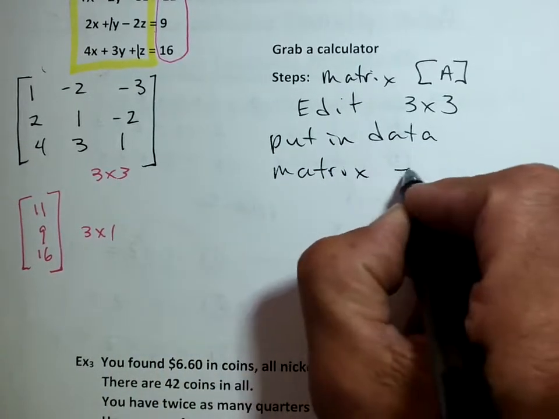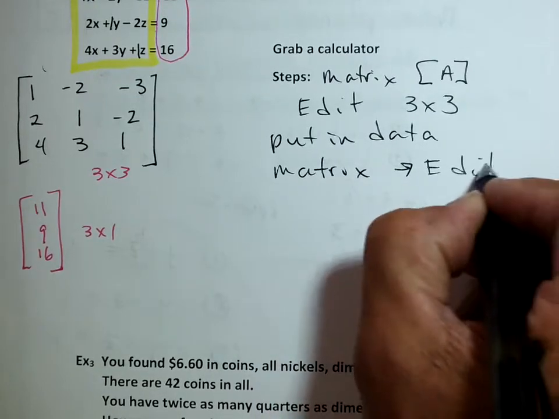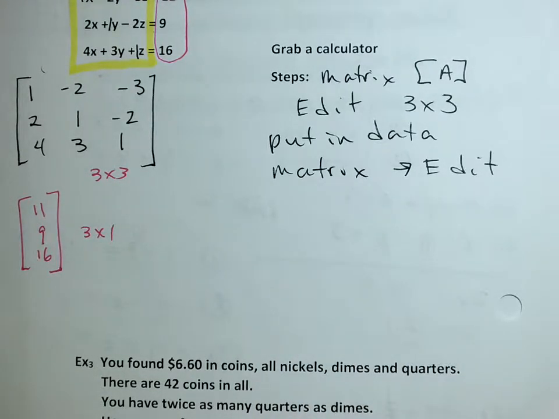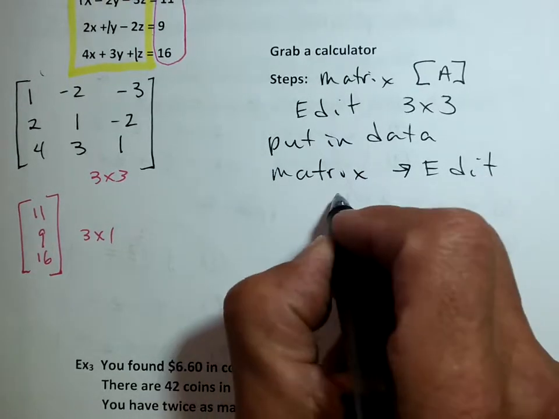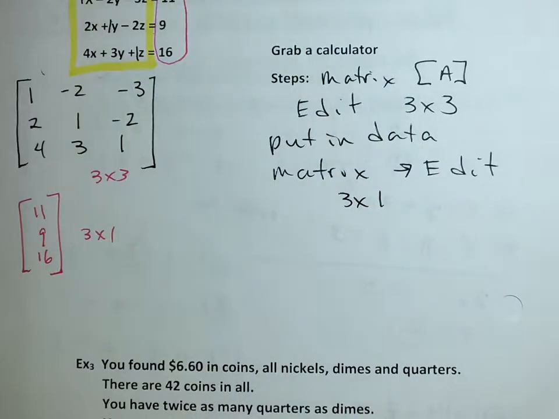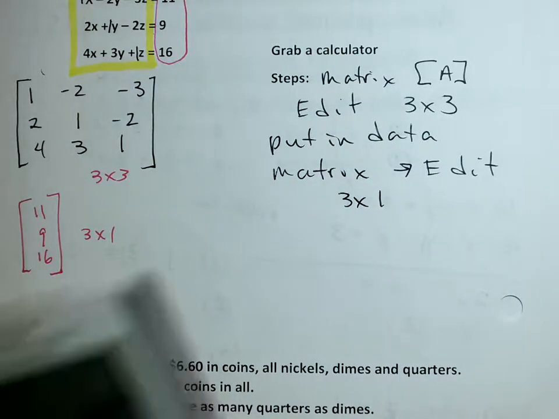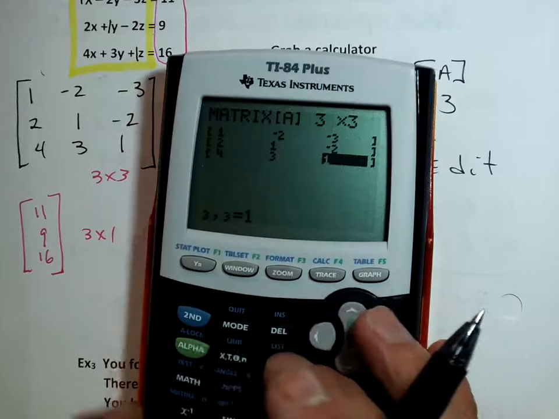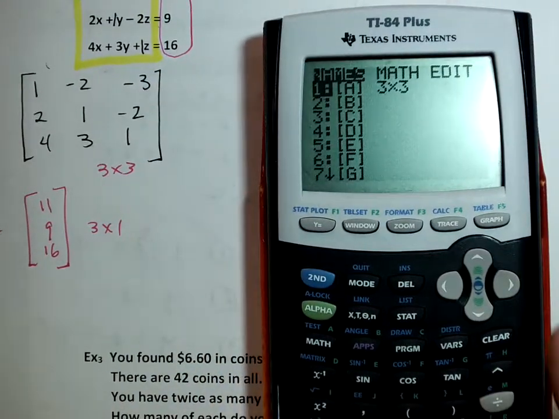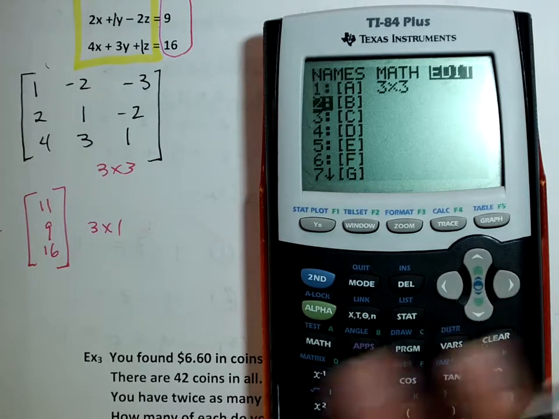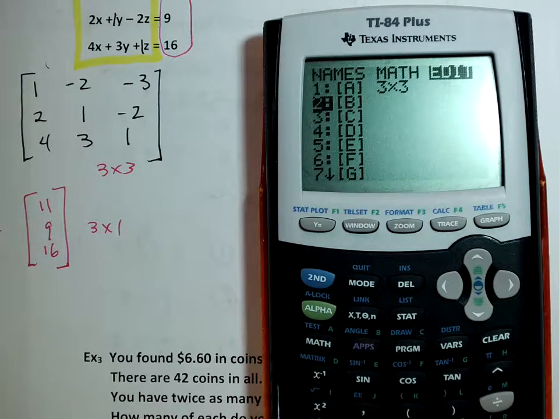We're going to go to edit again because we want to make matrix B, and matrix B is a 3 by 1 because it has 3 rows and 1 column. So I'm going to go back to my calculator. I'm going to hit matrix again, second matrix. I'm going to go to edit, and this time I'm going to go to B. Okay, so I went to matrix, I went to edit, and I highlighted matrix B. And then we're going to push enter.